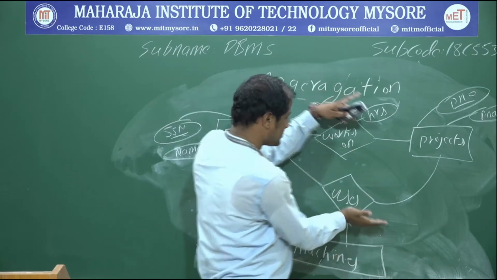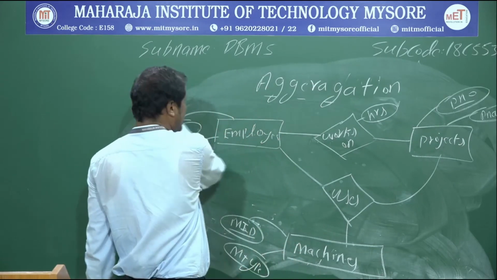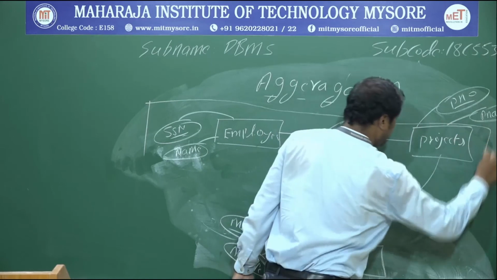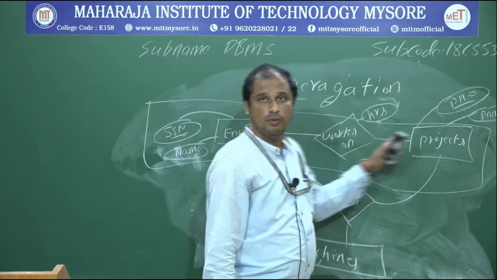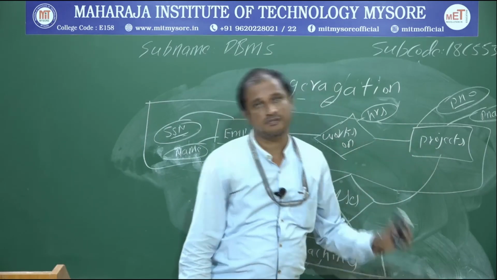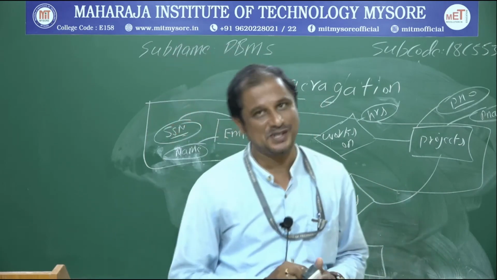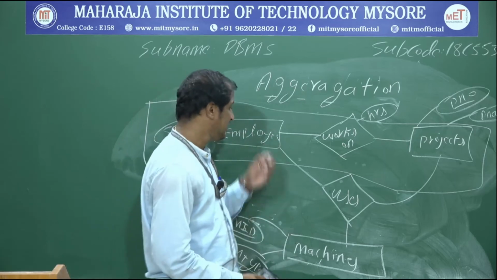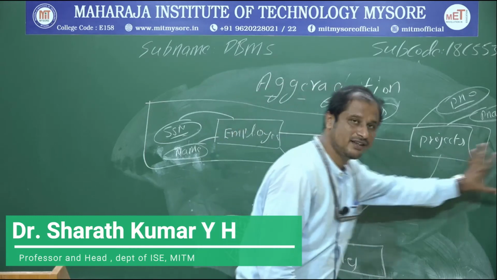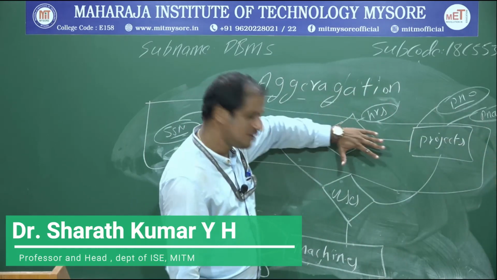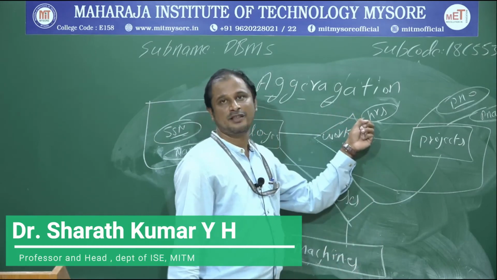So we need to aggregate this. This part will be aggregated, saying that both employee and projects use machines. I aggregated that employee works on project. Both are the same, so aggregate this to one, saying that both employee and projects use machines, based on number of hours.